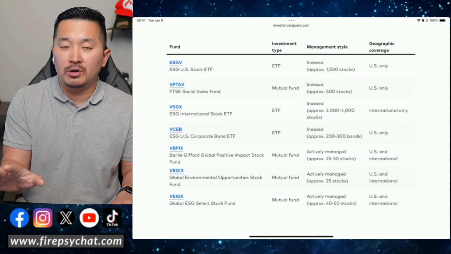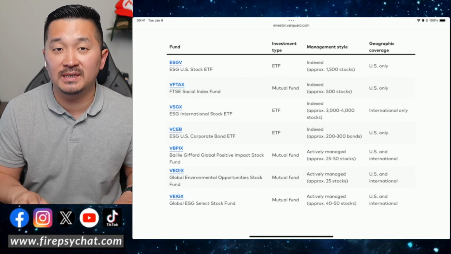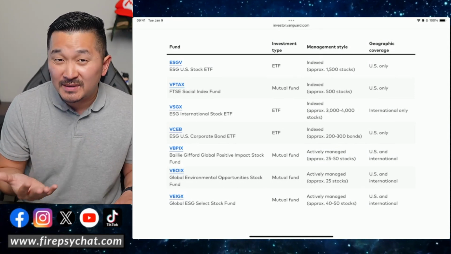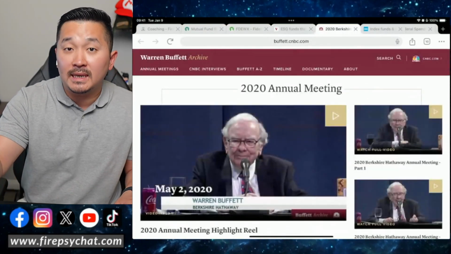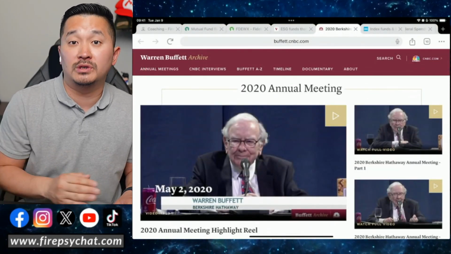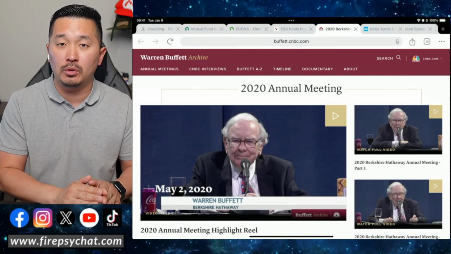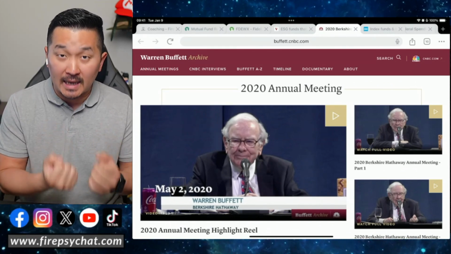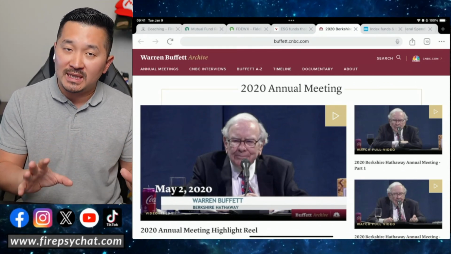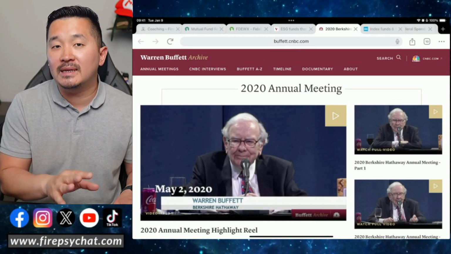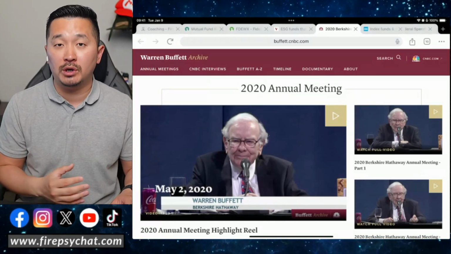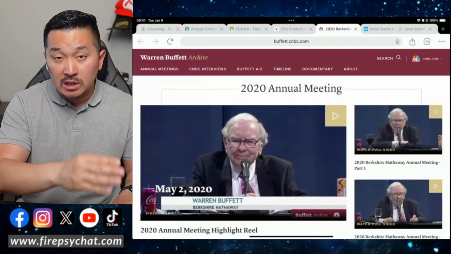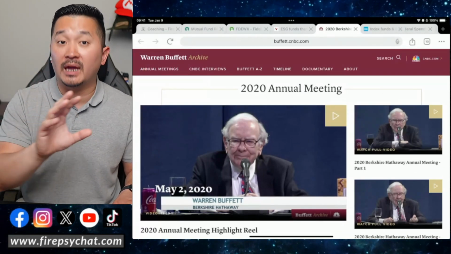And don't get me wrong, I have nothing against active funds. I would just prefer to invest in index funds that are passively managed with a low fee. And Warren Buffett even said in the 2020 shareholders meeting that the best thing for people to do is to own the S&P 500 index fund. And when you invest in an index mutual fund or an index ETF, your money gets exposure to the entire US market and benefits from its historical upward trajectory for a very low fee.